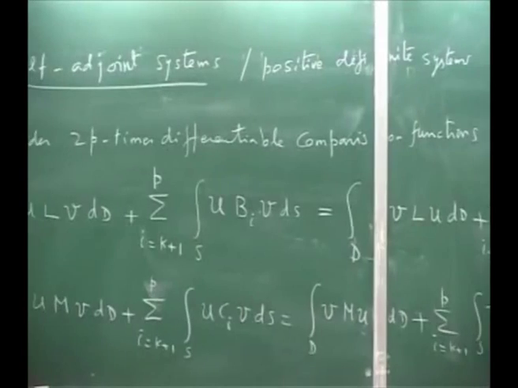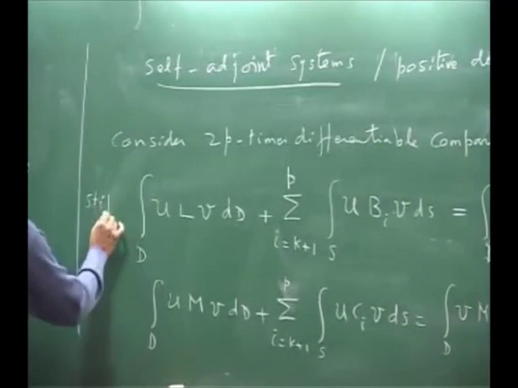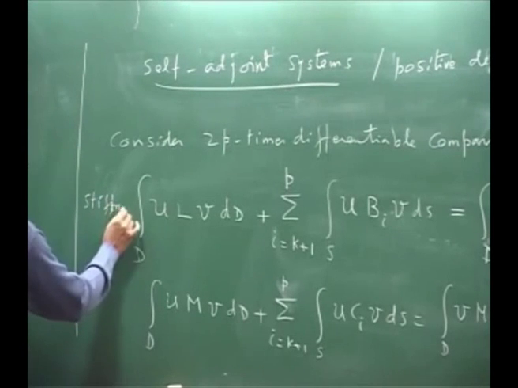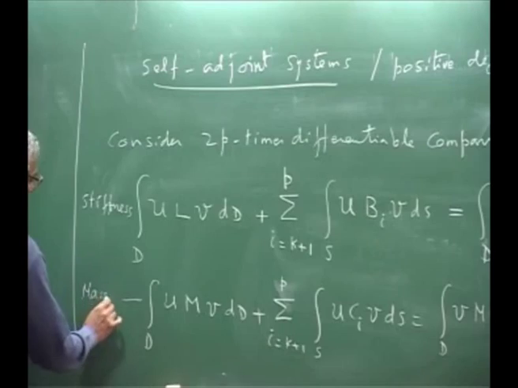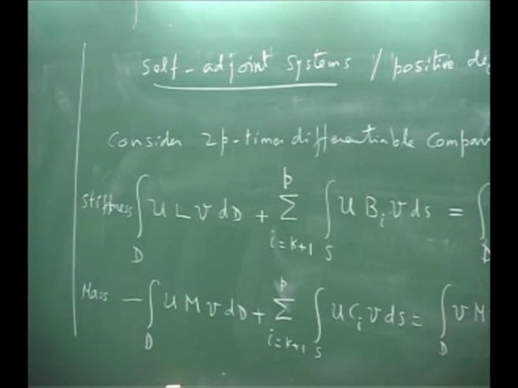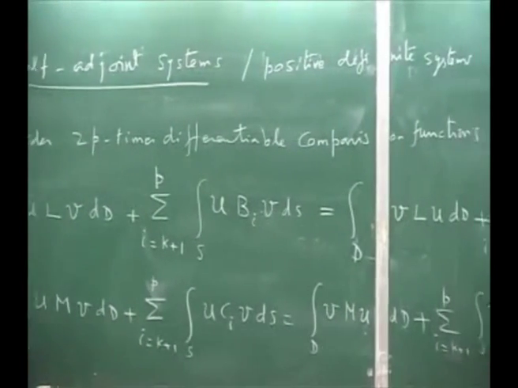Suppose this is the stiffness operator, and this is the mass operator, as you may call it. If these two are self-adjoint, then you say my problem is self-adjoint.